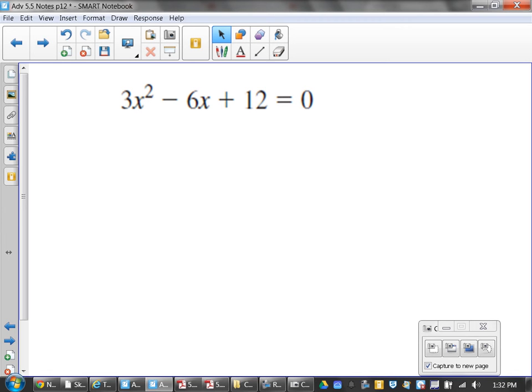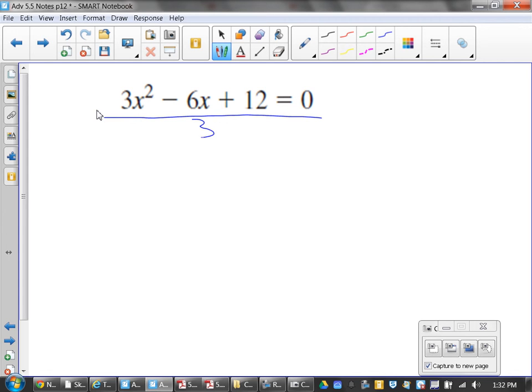Sometimes it will work out cleanly, sometimes it won't. It just so happens that this example has a GCF and it works out cleanly. If you divide everything here by 3, you get x squared minus 2x plus 4 equals 0.